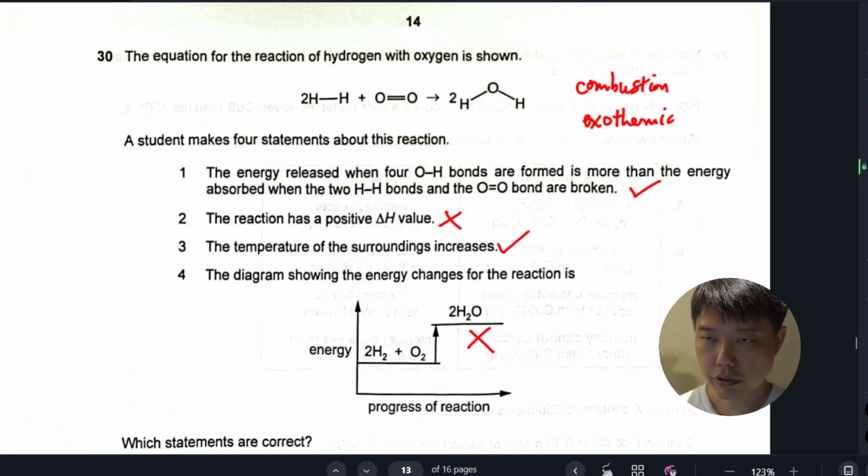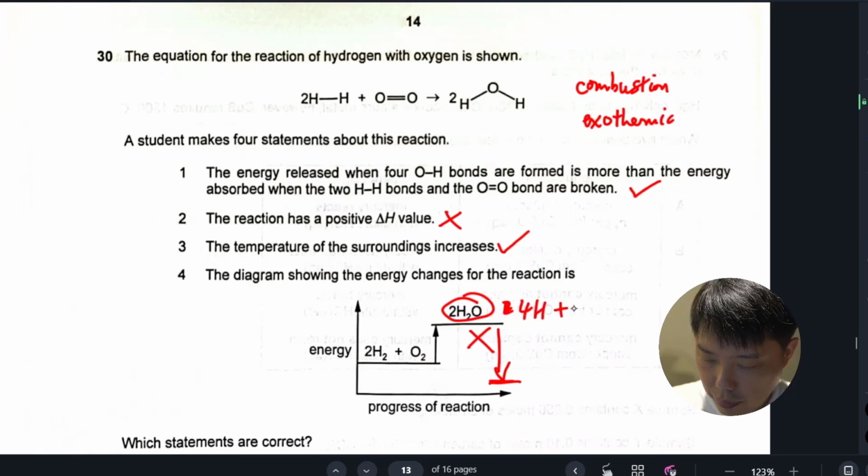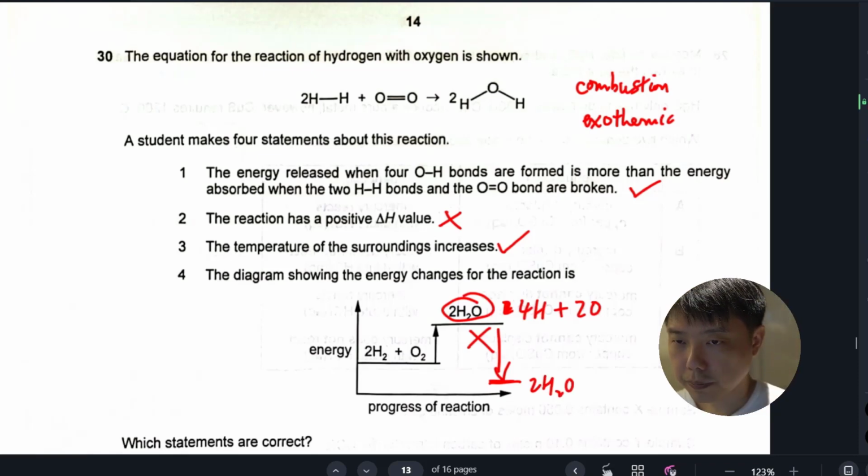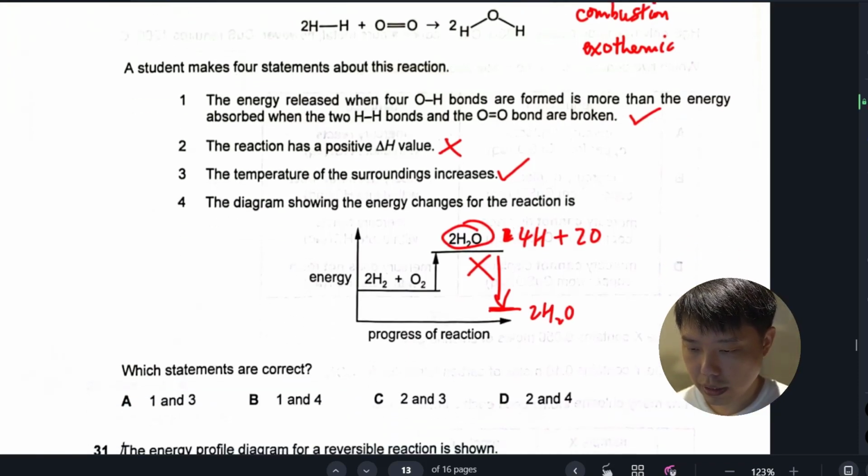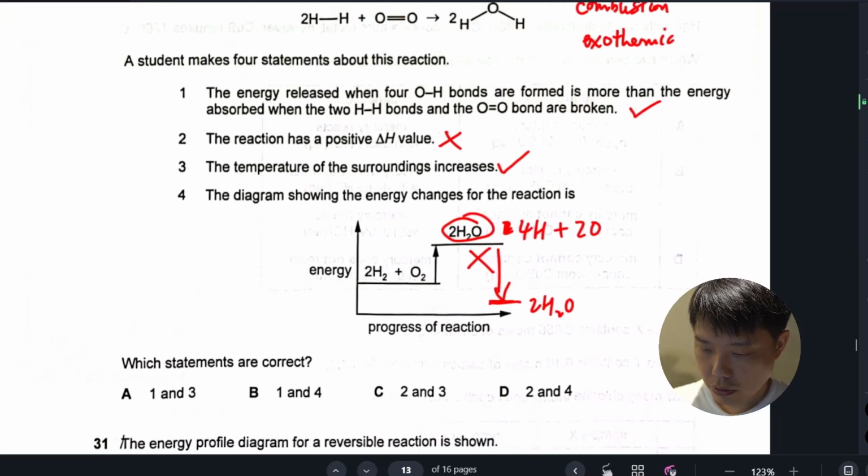Temperature of the surroundings increases. Yes, because something is being burnt. The diagram shows energy changes. No. If you want to go up only, you should form atoms here instead of the water molecule. Water is more stable, so it should be down here. You are missing one more. So on top there, you should get 4 hydrogen plus 2 oxygen, and then the 2 H2O should be here below. Which two statements are correct? 1 and 3. So our answer here should be A.